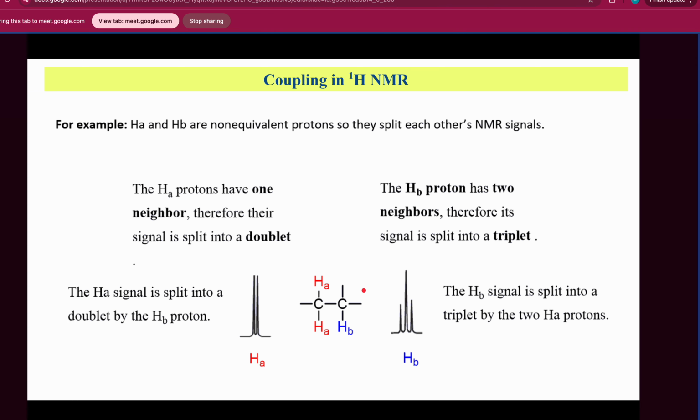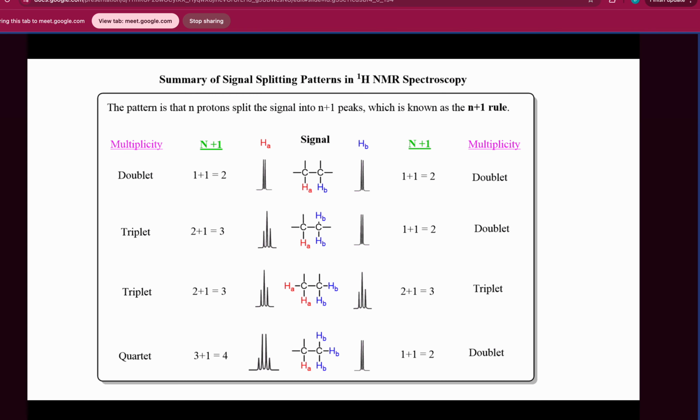And this is another example of HA and HB. So this is also the same, so I won't discuss it again. Then this is the summary of the signal splitting pattern in H1 NMR.